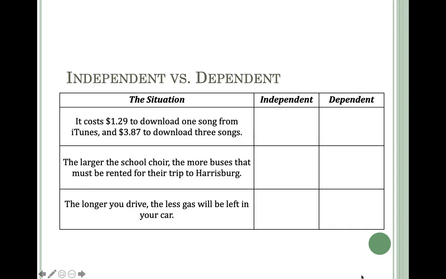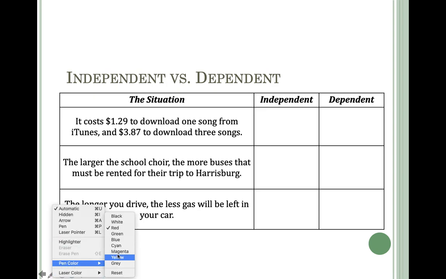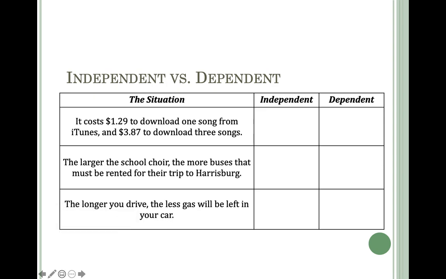For these three examples, identify which would be the independent and which would be the dependent variable. For the first example, it costs $1.29 to download one song from iTunes and $3.87 to download 3 songs. The independent would be the number of songs, and the dependent would be your total cost, because your cost depends on how many songs you purchase.